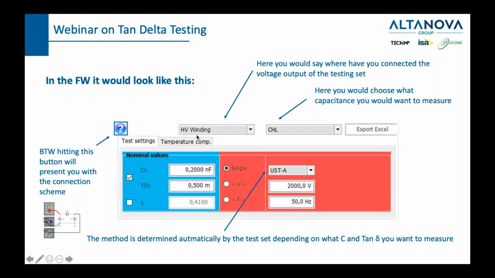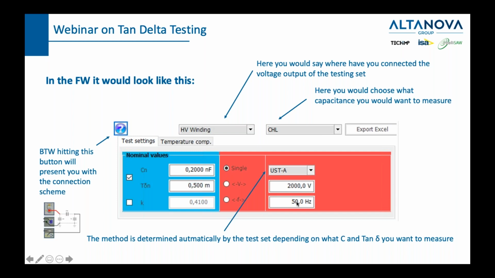The only thing you need to do is in this drop menu, you need to say where you have connected the generation of the device, to the high voltage side or the low voltage side or the tertiary side of the transformer. In this case, we are connecting it to the high voltage side. And in the second drop box, you need to say which capacitance you want to measure, CH or CHL or something else. Automatically, the method USTA is chosen, this is something we're going to talk about in our next webinar next Tuesday, the advanced tan delta. You don't have to think about this, it is automatically chosen.